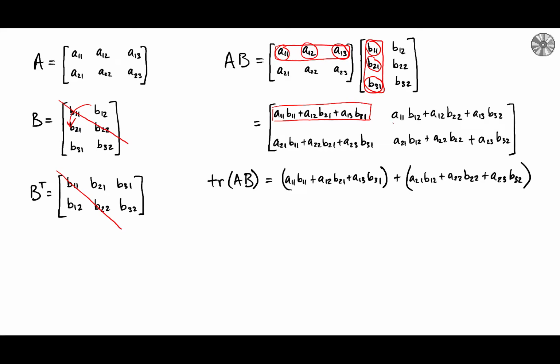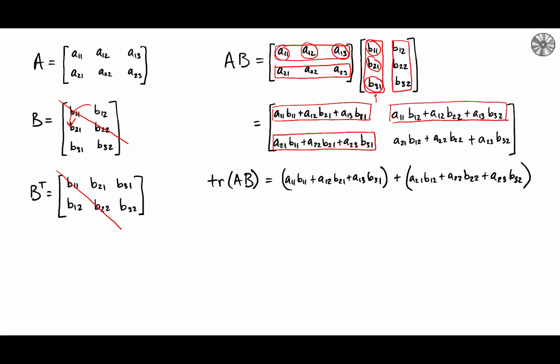When we move to the next element in the first row, that means we're still going to use the first row of A, but we're going to use the second column of B. And so by taking the dot product between the first row of A and the second column of B, we get this entry. Then when we move to the next entry, we're going to use the second row of A and the first column of B. And that produces that entry, and you keep going.